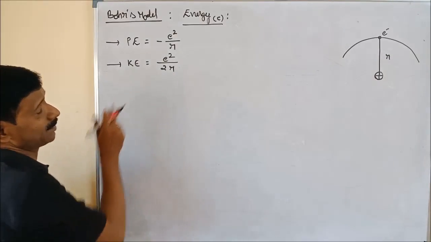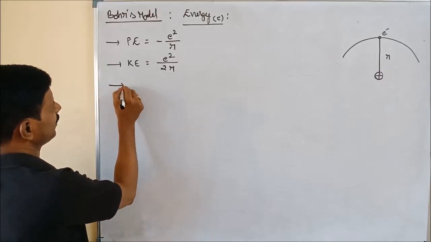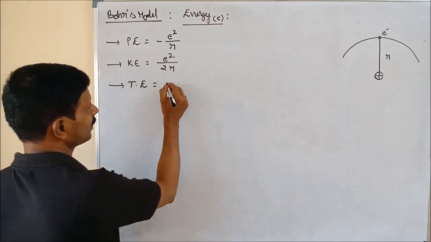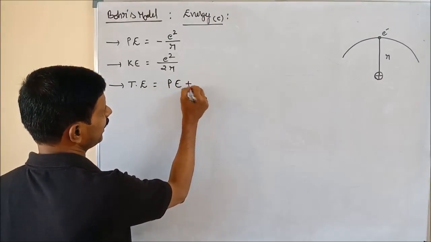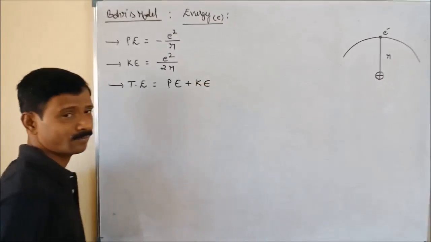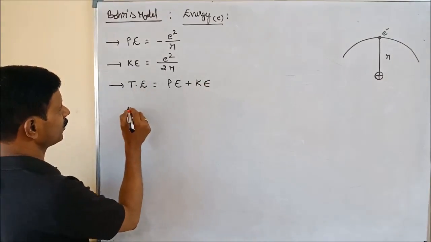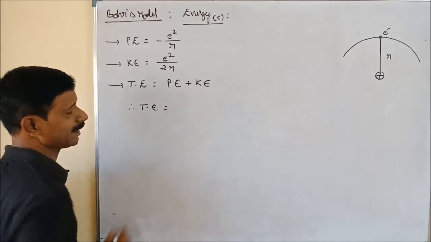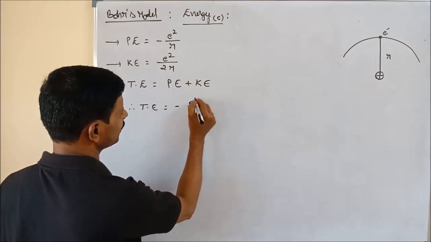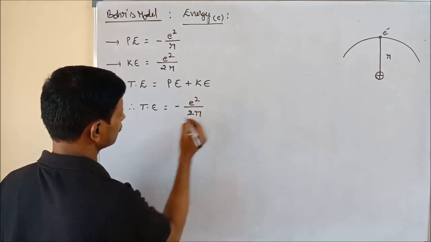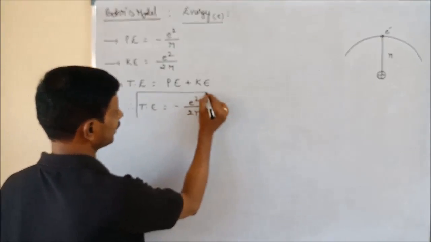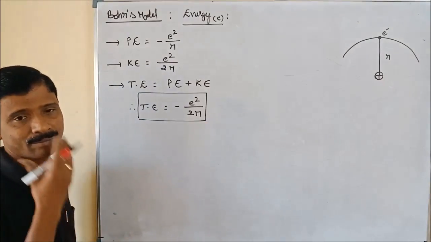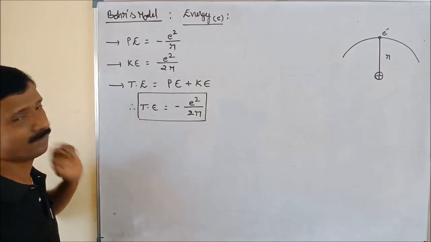Now, if you observe the total energy of the electron, it is nothing but the sum of potential energy and kinetic energy. If you substitute those expressions, the total energy of the electron is nothing but minus e square by 2r. So this is the total energy of the electron in an orbit of radius r. This is the fundamental information.